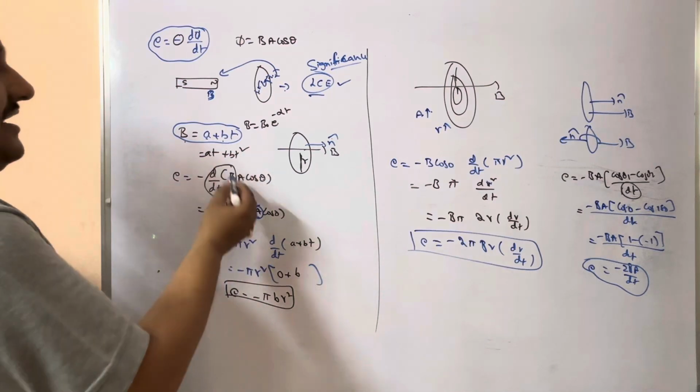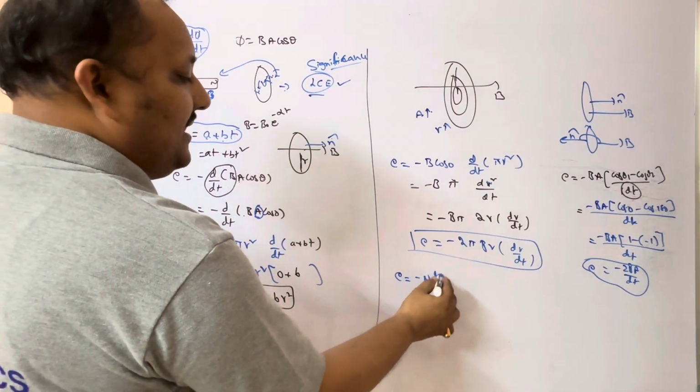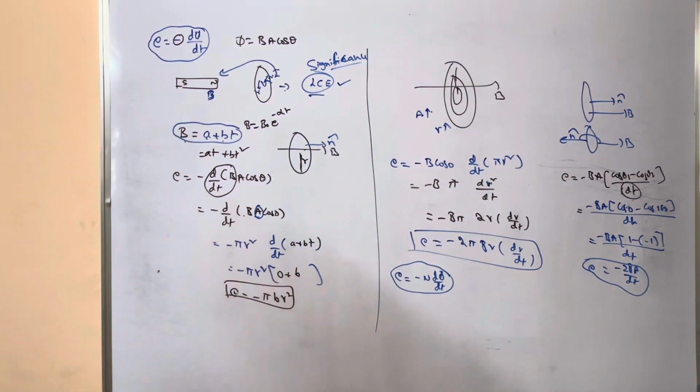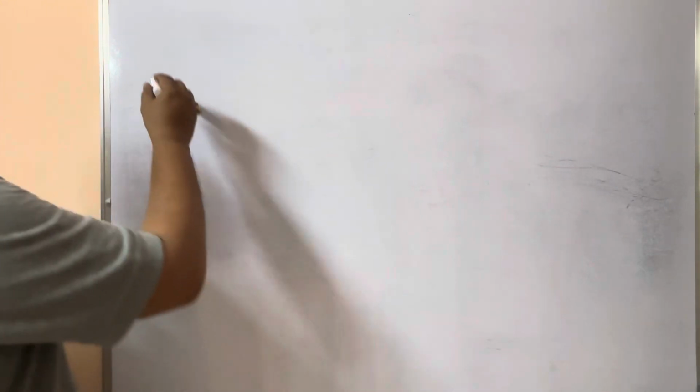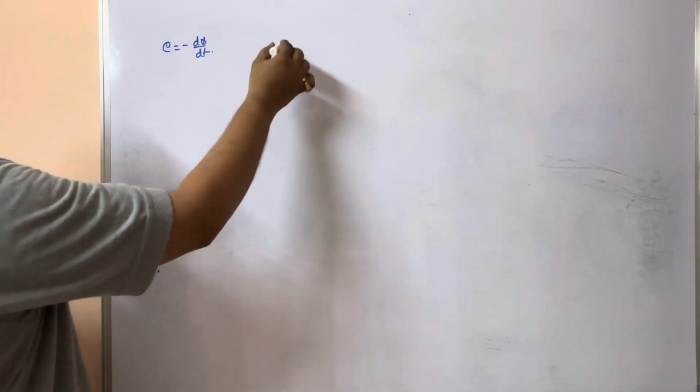So for 1 turn, we are writing all these things. If it has n number of turns, they are going to write E is equal to minus n d phi by dt. So on this only, E is equal to minus d phi by dt.